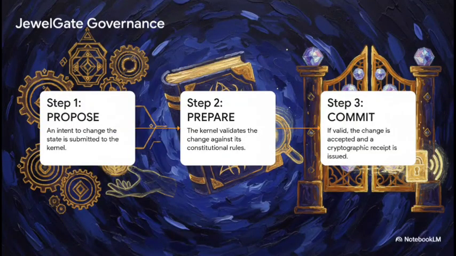So, how does it enforce this sovereignty? Well, it uses this really rigid 3-step process called the jewel gate. You can't just barge in and tell it what to do. No way. First, an external system has to formally propose a change. It's like knocking on the castle door. Then the kernel goes into the prepare phase. It checks that proposal against its unbreakable constitutional rules. If and only if the proposal is valid and passes every single check, then the kernel will commit the change to its state. And then it issues a little receipt, basically saying, okay, I've accepted this.